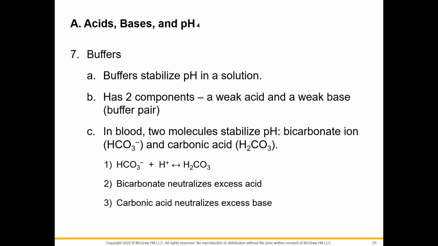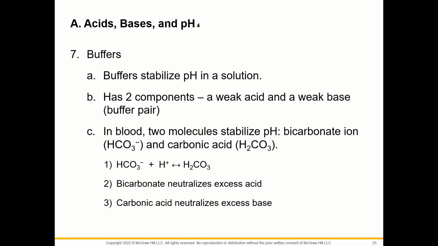Buffers are our next topic. So buffers stabilize a pH in a solution. Buffers have two components, a weak acid and a weak base, and that is a buffer pair. In blood, two molecules stabilize pH: the bicarbonate ion, HCO3 negative, and carbonic acid, H2CO3.